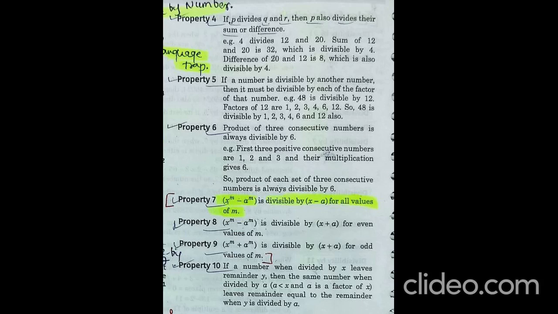Now property 5. Property 5 says if a number is divisible by another number, then it must be divisible by each of the factors of that number.